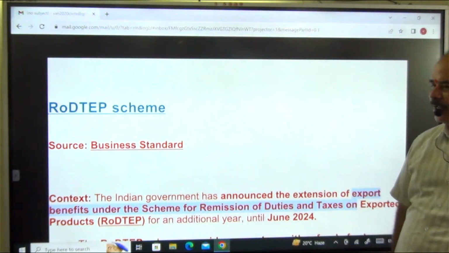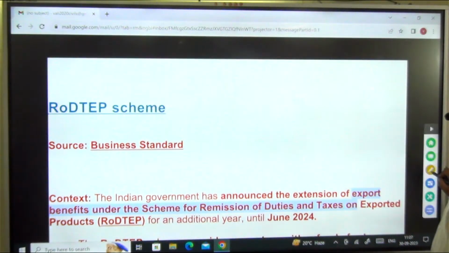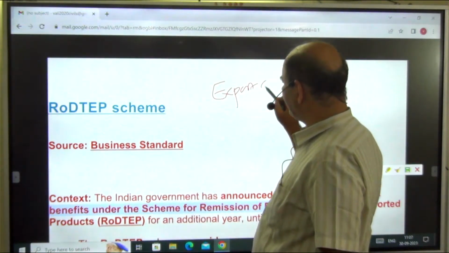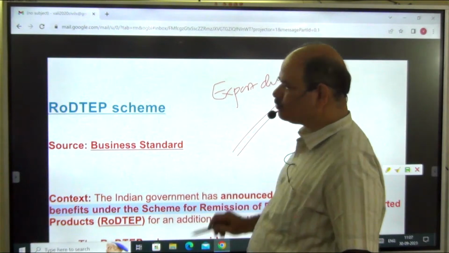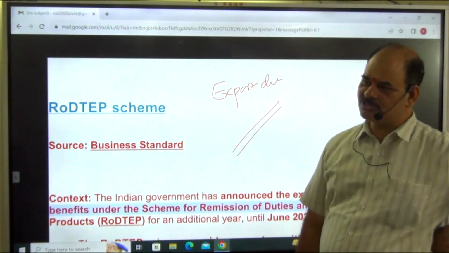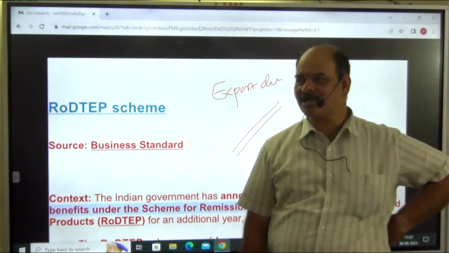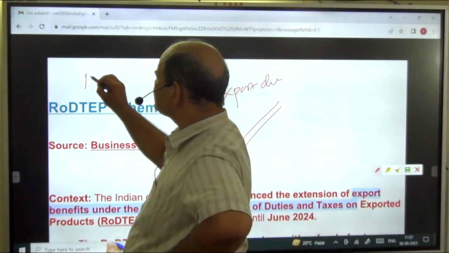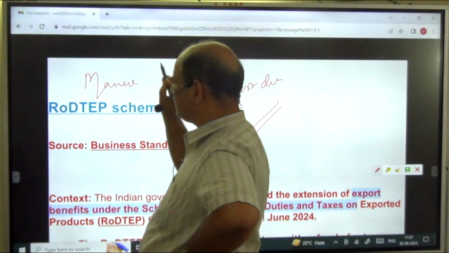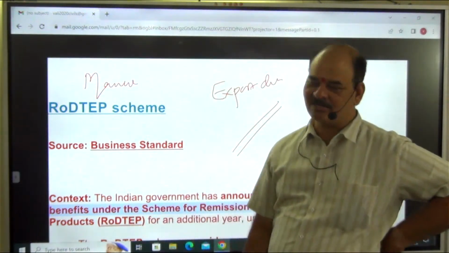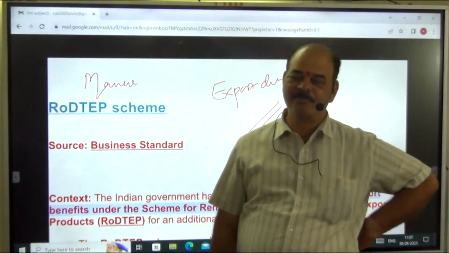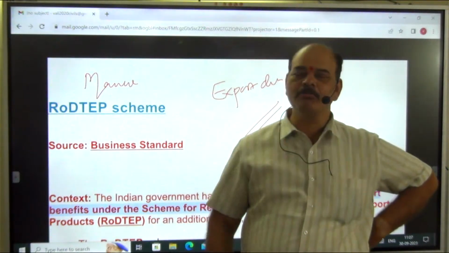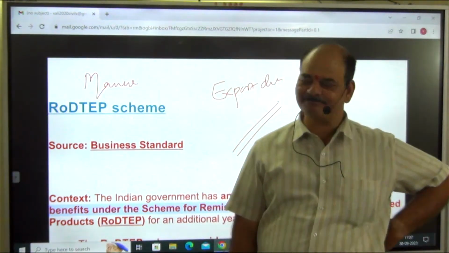Now, RODTEP scheme. It is a scheme to reimburse the export duty for the exporters who have sold Indian goods. Even in the UPSC examination, they have asked what steps were taken by the government to boost the manufacturing sector. It is one step. Yes, you go through the papers. They are practical, but the problem is you have to write more number of questions.